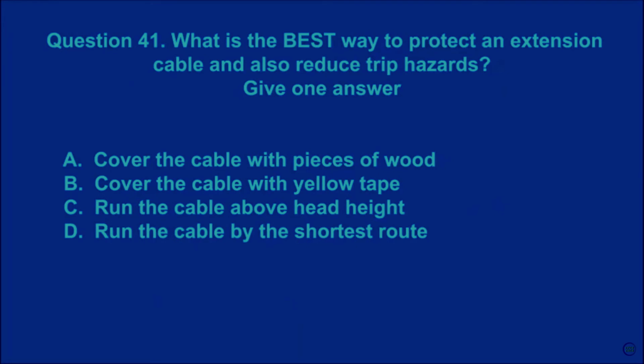Question 41. What is the best way to protect an extension cable and also reduce trip hazards? Give one answer. A. Cover the cable with pieces of wood. B. Cover the cable with yellow tape. C. Run the cable above head height. D. Run the cable by the shortest route. The correct answer is C.